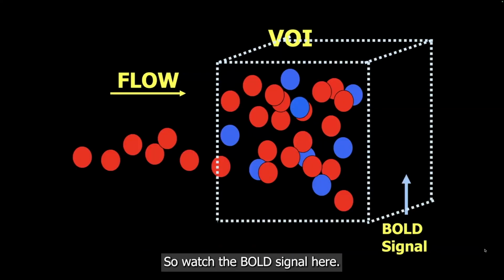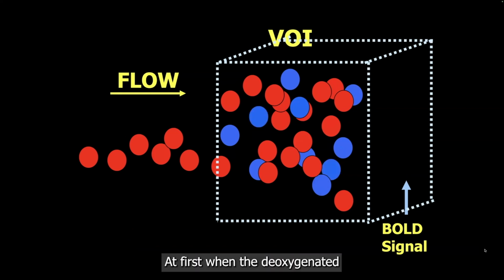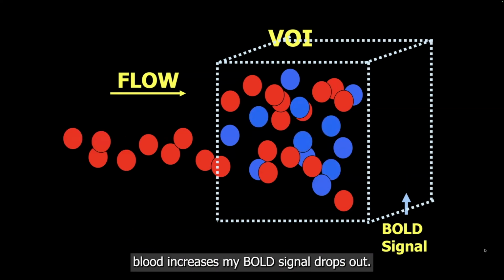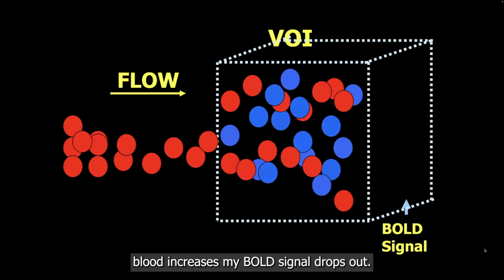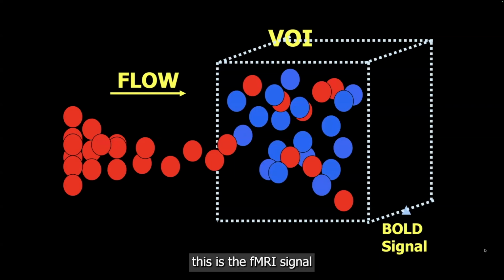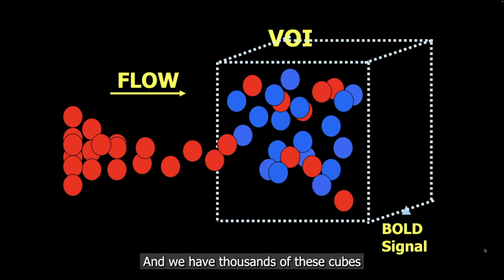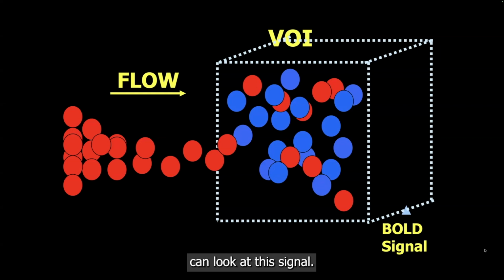So watch the BOLD signal here. At first, when the deoxygenated blood increases, my BOLD signal drops out. So this is the fMRI signal that I'm trying to track. And this is the spatial dimension. This is my voxel, and this is just a little cube of space where we're acquiring data. We have thousands of these cubes all over the brain where we can look at this signal.